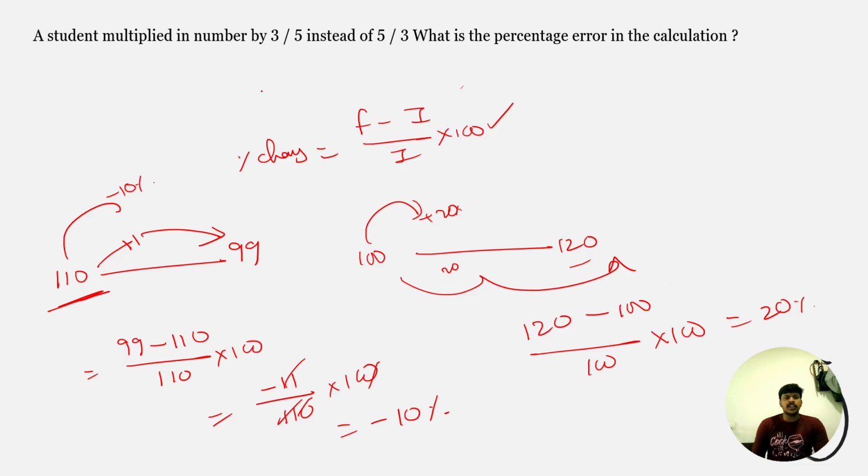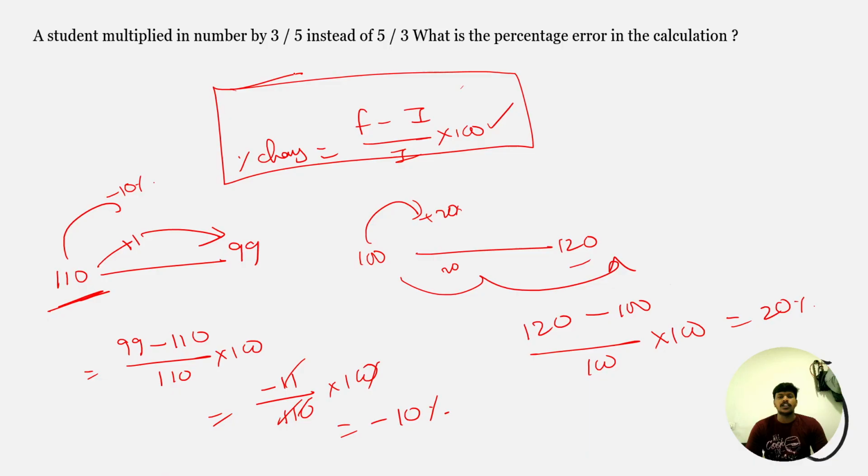So remember, percentage change is always equal to (final value minus initial value) by initial value into 100. One last example, then we'll move on to the problem.